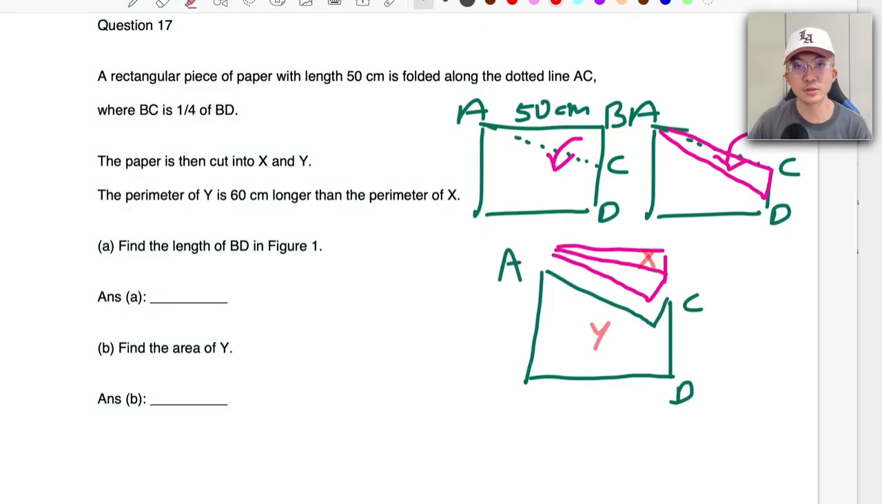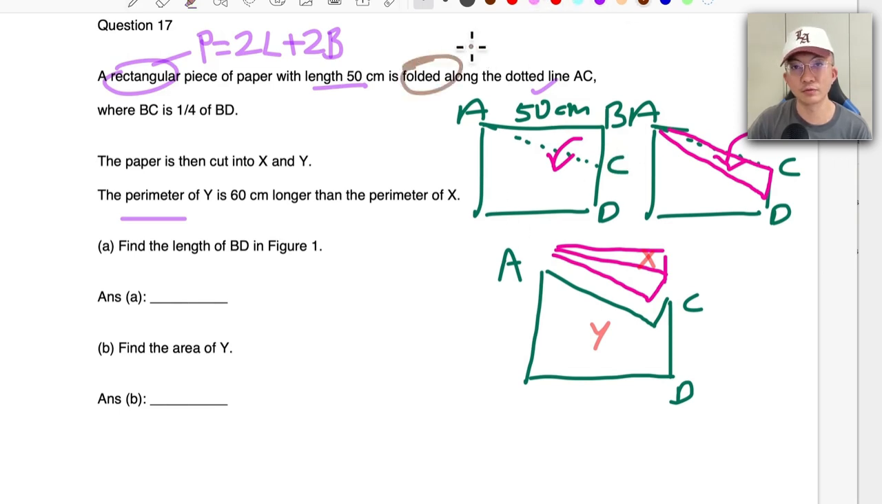Alright, in this question 17, you can see that we will follow the method of use rectangle, and I can see parameter. So for rectangle, the perimeter P equals 2L plus 2B, 2 length plus 2 breadth. So length is given. So make sure that it's inside the figure as well. Sometimes they may not give you information here, but you need to find out from the figure. Fine, folded. And where BC is 1/4 of BD.